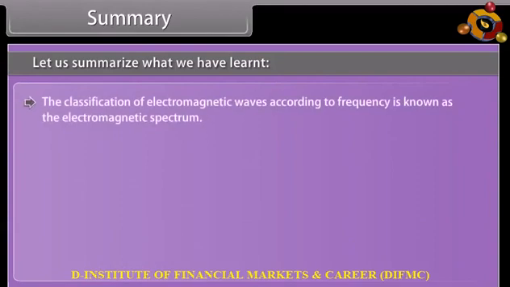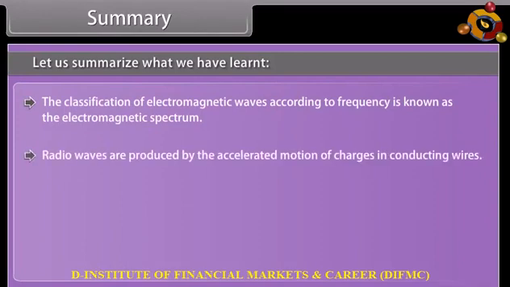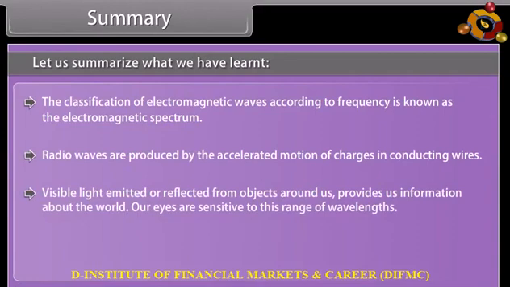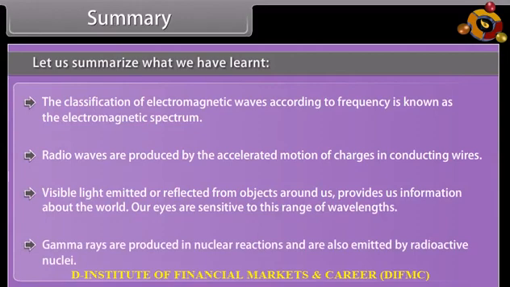The classification of electromagnetic waves according to frequency is known as the electromagnetic spectrum. Radio waves are produced by the accelerated motion of charges in conducting wires. Visible light emitted or reflected from objects around us provides us information about the world. Our eyes are sensitive to this range of wavelengths. Gamma rays are produced in nuclear reactions and are also emitted by radioactive nuclei.